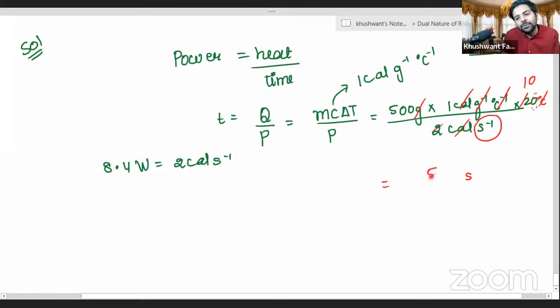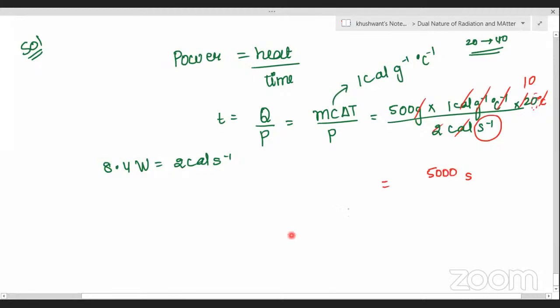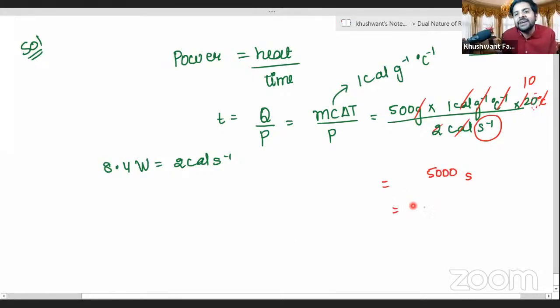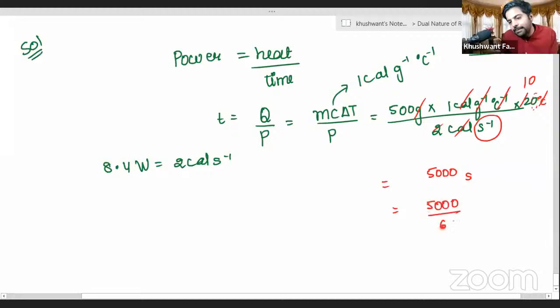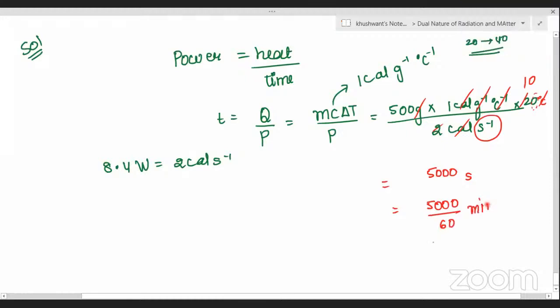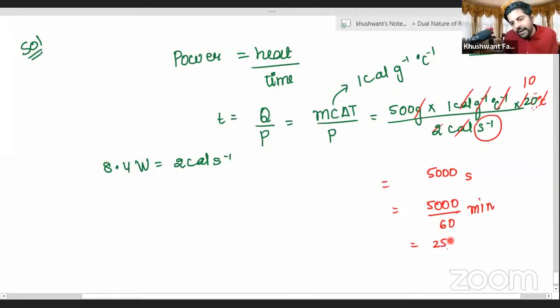500 into 10 इज हाउ मच? 5000. करेक्ट. इसको मिनट में कैसे कन्वर्ट करोगे रिधिमा? मल्टीप्लाई बाय 60 या डिवाइडेड बाय 60? डिवाइड बाय 60. सो 5000 by 60 मिनट्स. इसको नियरली कैलकुलेट करते हैं. 83.3, हाँ, 250 by 3, करेक्ट.